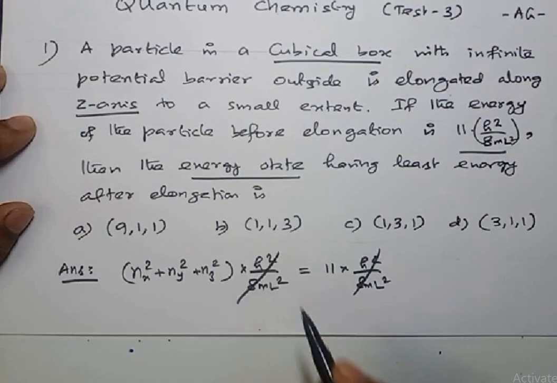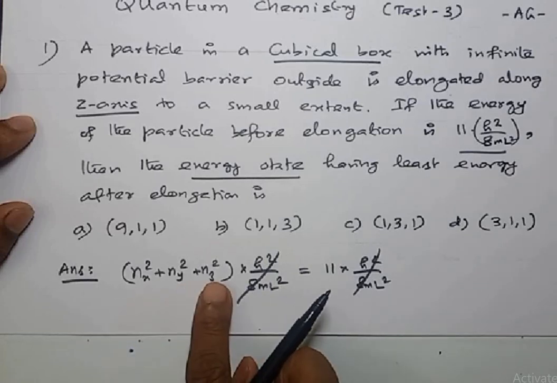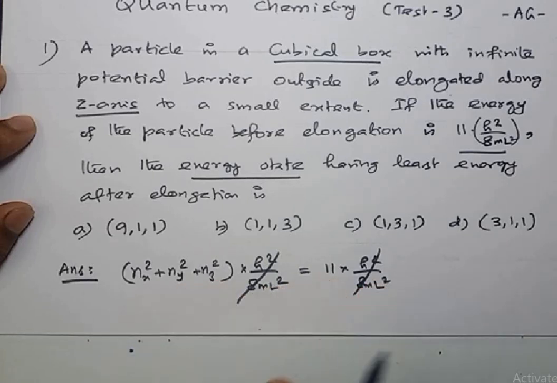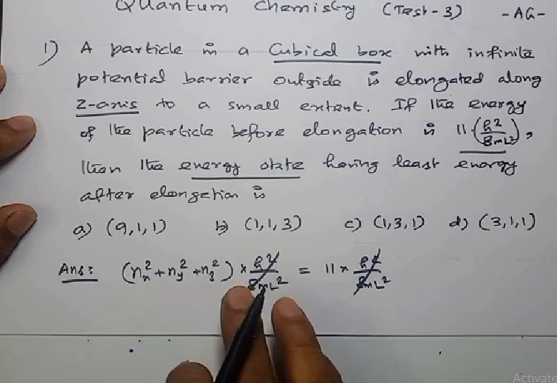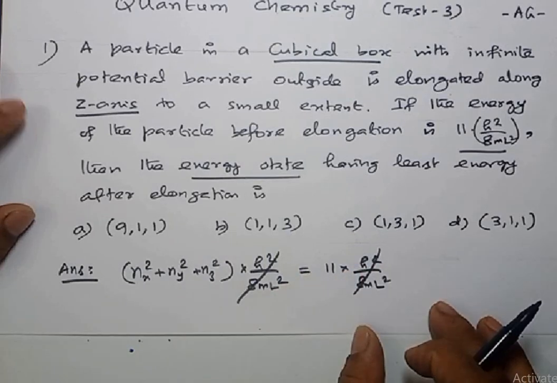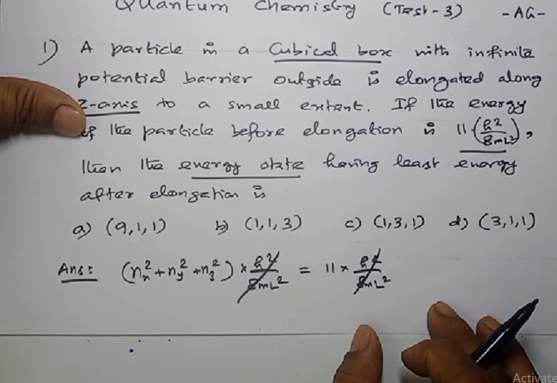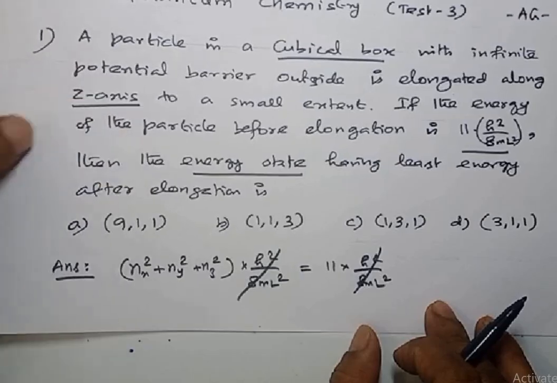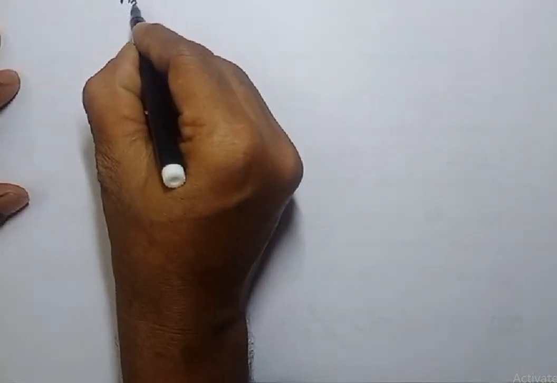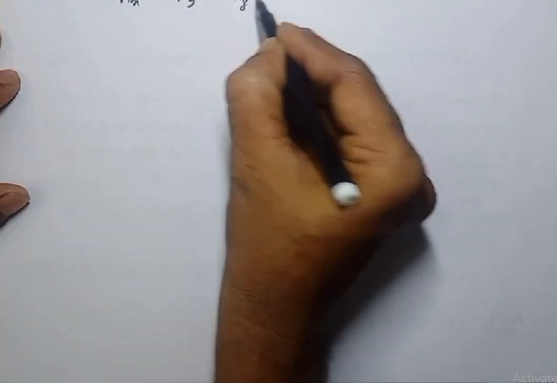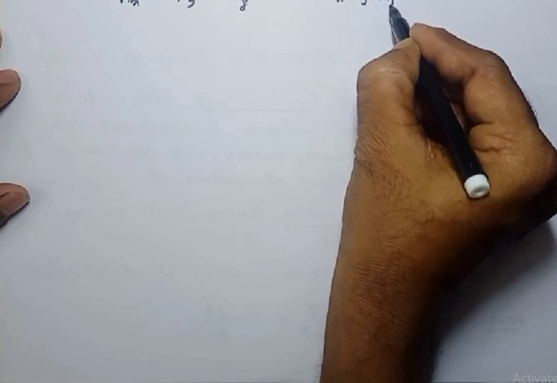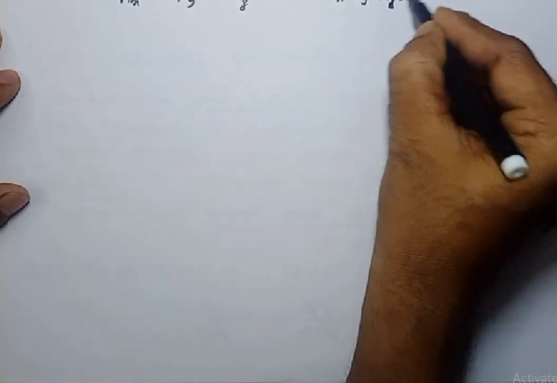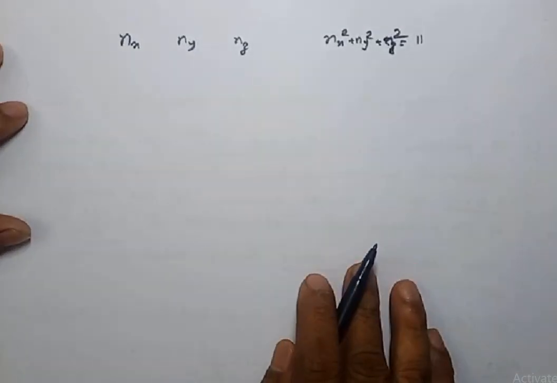So these two cancel. So nx square plus ny square plus nz square should be equal to 11. Which values of nx, ny, nz will give the answer as 11? We should find out. Yes, how to do this? Listen. What are the values of nx, ny, nz that will give nx square plus ny square plus nz square as 11? This we should find out.